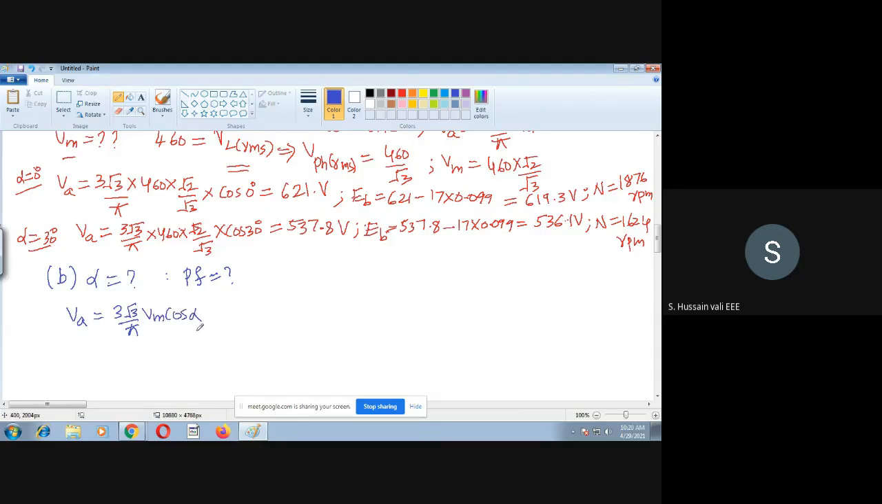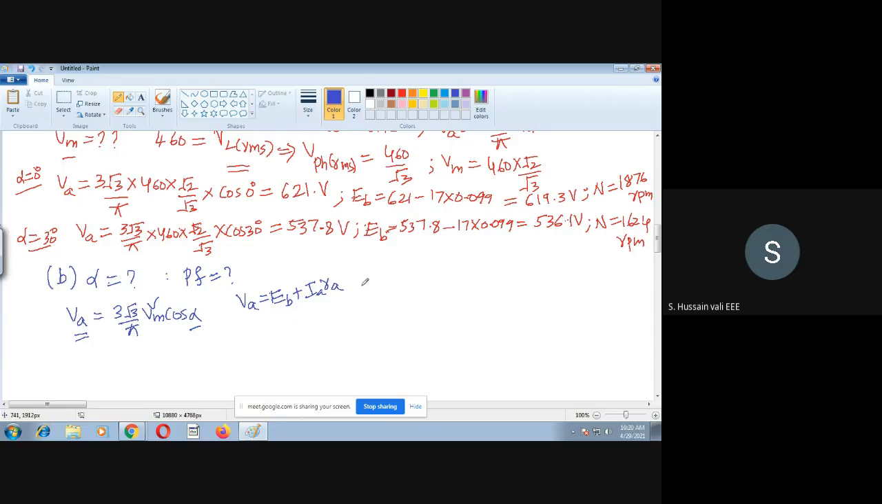So here you have alpha, and we know everything else. Vm we also know, that is 416 times root 2 by root 3, which we found earlier. We need to know what Va is. How do we find Va? Va is equal to Eb plus Ia Ra. This equation we know.